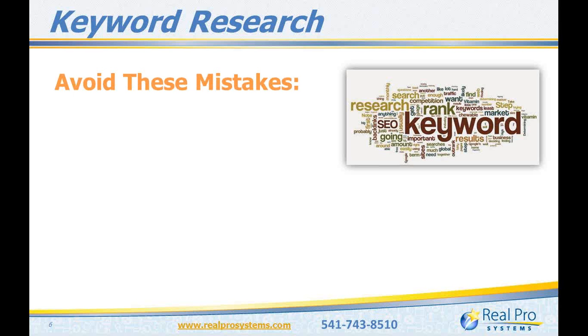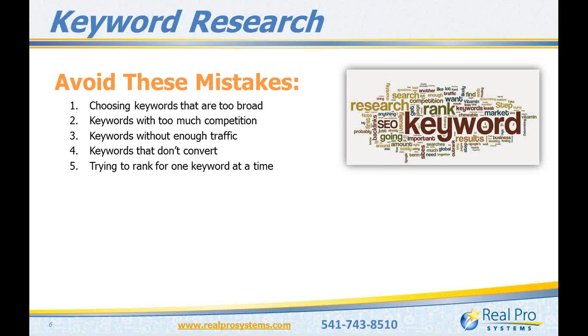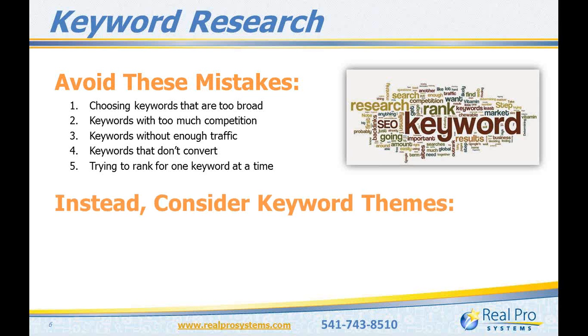So the first thing we want to look at is avoiding some of the mistakes that might exist out there. And those include things like choosing keywords that are too broad, keywords with too much competition, keywords that don't drive enough traffic, a keyword that doesn't convert. And by conversion, I mean someone that might turn into a lead, or whatever the metric for their site might be. Most of the time when we talk about that, we are thinking about a potential customer. And then also trying to rank for just a single keyword at a time. There are other ways that we can look at that.